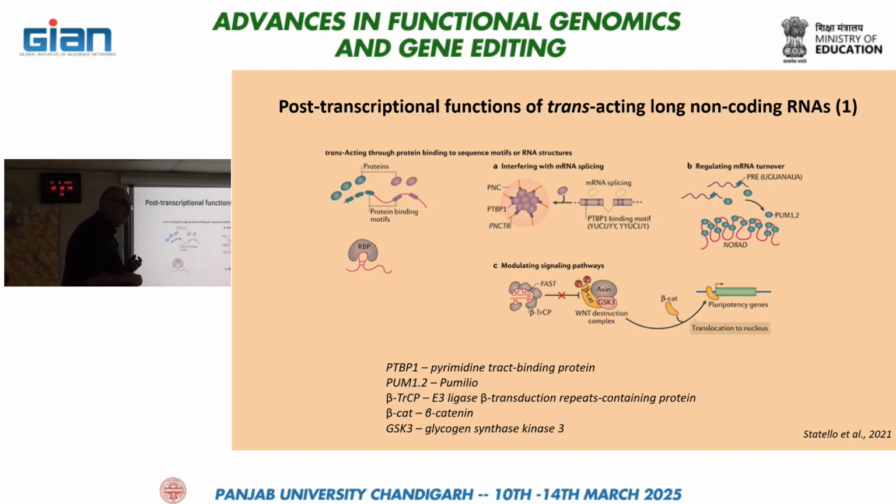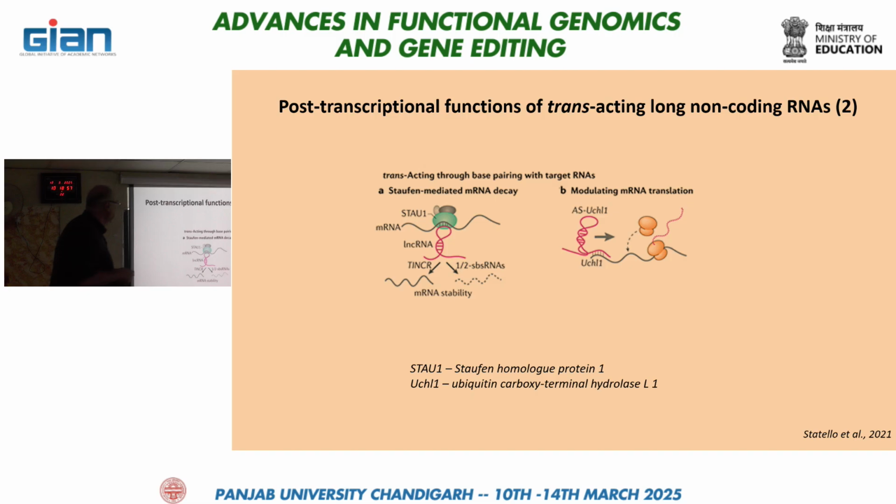It's actually a very complicated situation when a long non-coding RNA controls signaling pathways. It means that with this long non-coding RNA, beta-catenin is not degraded in this complex. It moves to the nucleus and starts transcription of pluripotent cell genes. So it's not only that it will influence one gene, it can influence a lot of genes by activating one transcription factor.